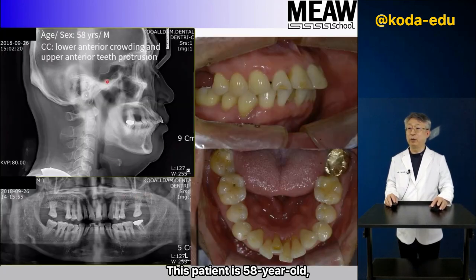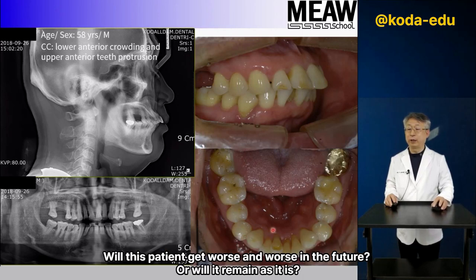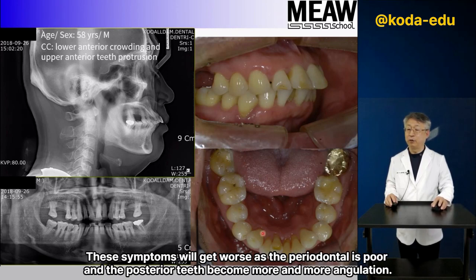This patient is 58 years old, and he came to the hospital with the chief complaint that the crowding of the mandibular incisors was getting worse, and the protrusion of the maxillary incisors was getting worse. Will this patient get worse and worse in the future, or will it remain as it is? These symptoms will get worse as the periodontal condition is poor and the posterior teeth become more and more angulated.